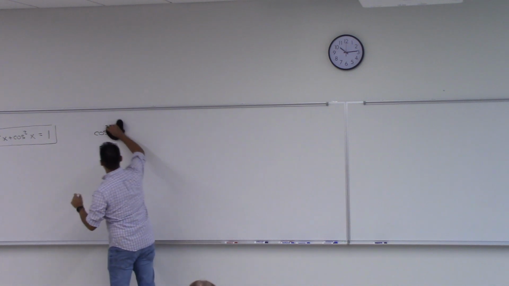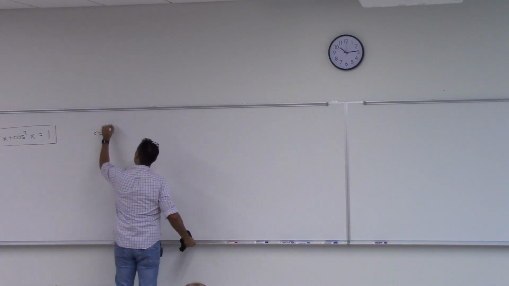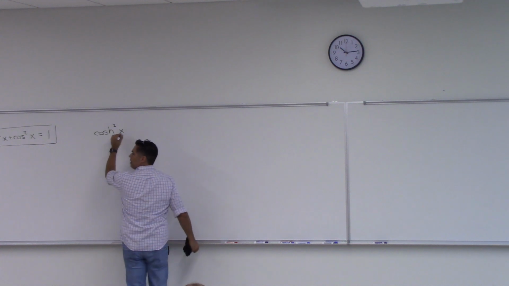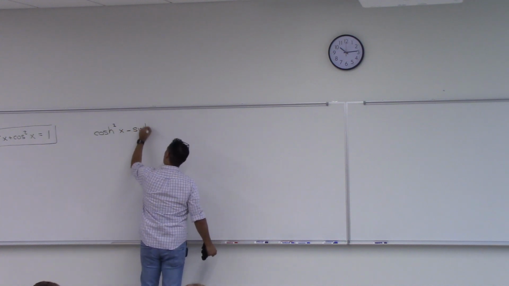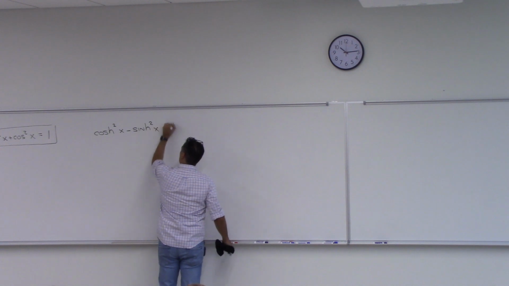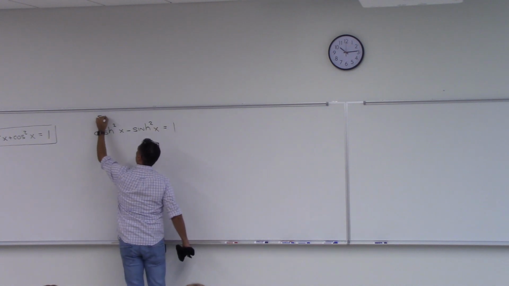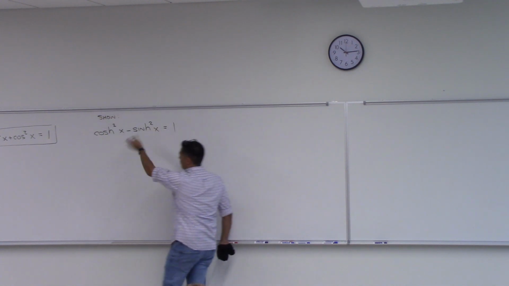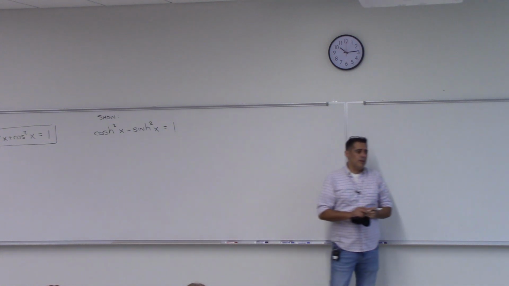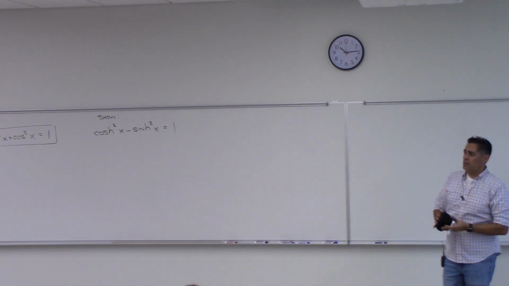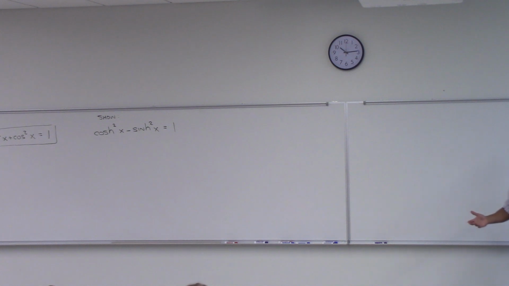How did I do it there? Yes, I put the squared after the h. That's right. Minus. So this is true: when you take cosine hyperbolic, you square it, you subtract sine hyperbolic squared, you will get 1. We need to show that that's true.